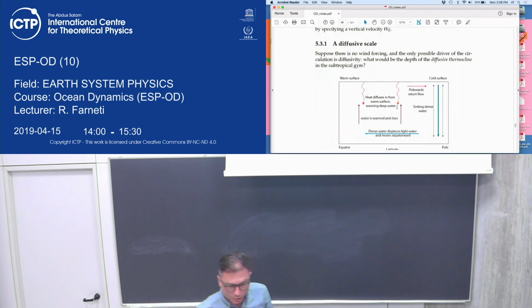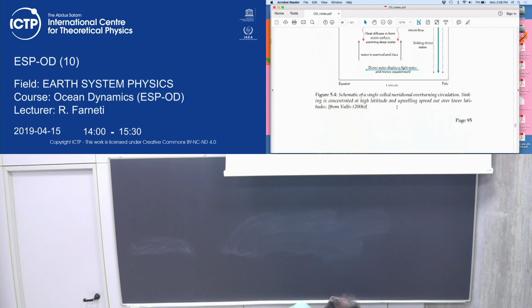So you can again derive a diffusive scaling. You remove all the wind forcing, and so the only possible driver of the circulation is diffusivity, that kappa. And so you're going to find a diffusive thermocline, a thermocline that is only due to a balance between diffusivity and vertical velocity, just like we did before.